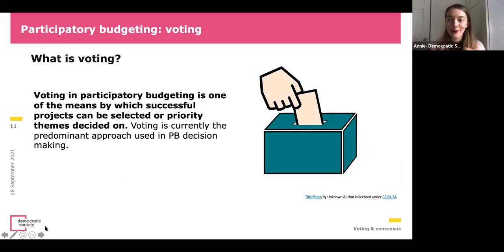I'm going to touch on voting very briefly, but I'd quite like us to get into an activity, so I won't go rambling on about this. But voting in PB is basically one of the means by which projects can be selected, or priority themes, so maybe that pre-phase before you do proposals, is decided on. And voting is currently the main approach used in PB decision making. So consensus or consent and deliberation isn't used as much. Although it's been tested and tried out a bit more, voting is usually the main approach that's used in PB.